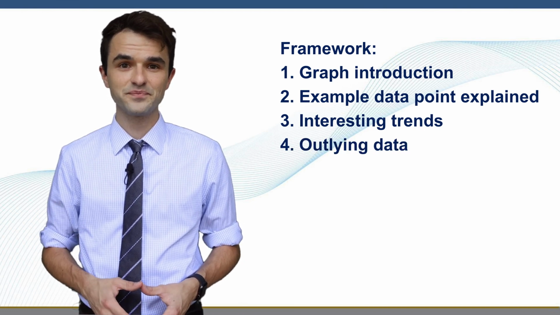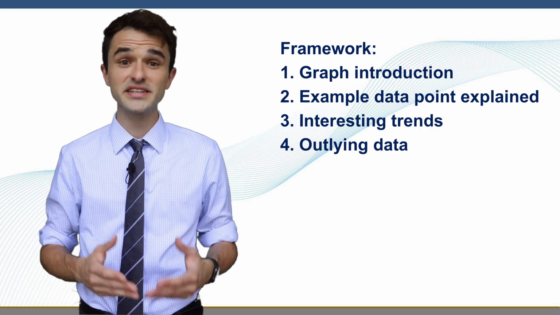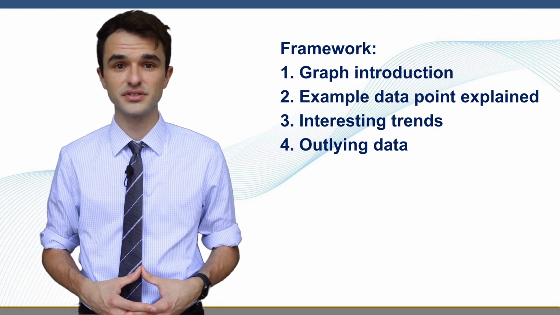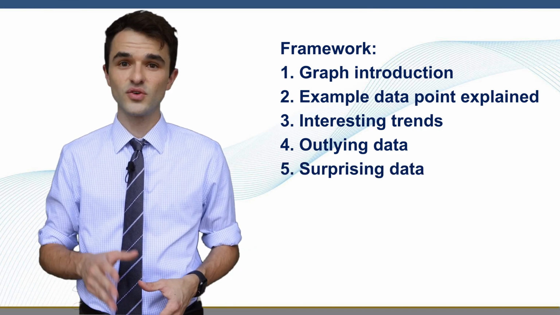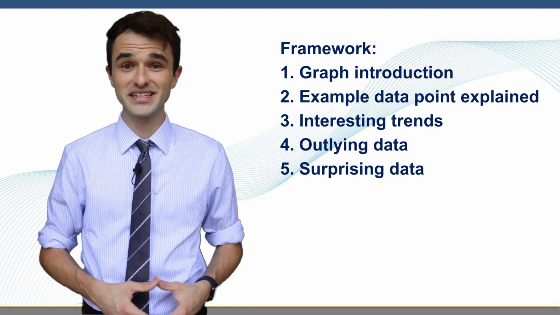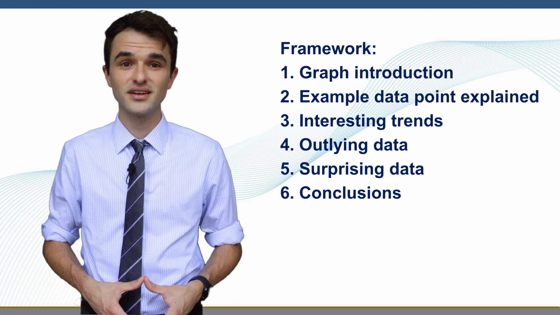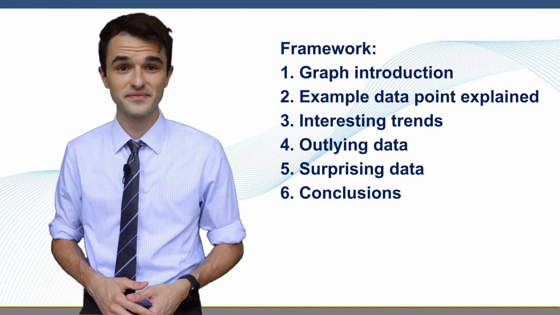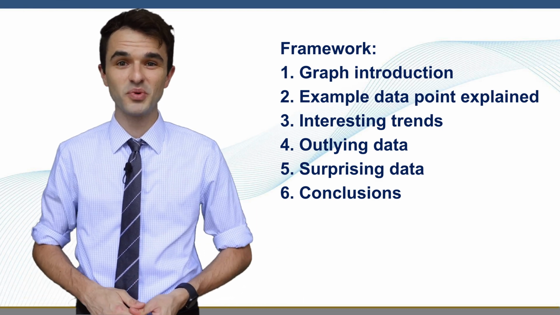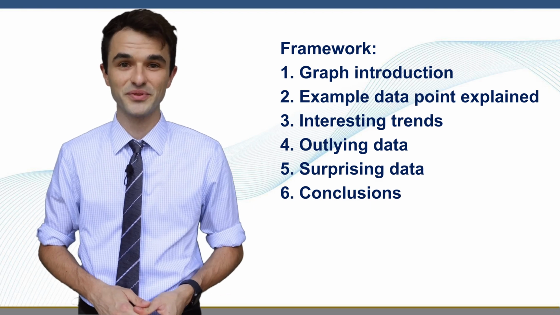Outlying data. What data seems to be quite different or far away from the average? Surprising data. What data is not what you would have expected? Conclusions. What are the obvious conclusions? What are the surprising conclusions? Let's see how these 6 points can be applied in real examples.